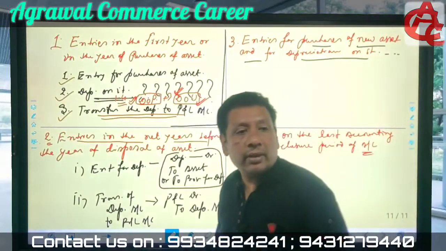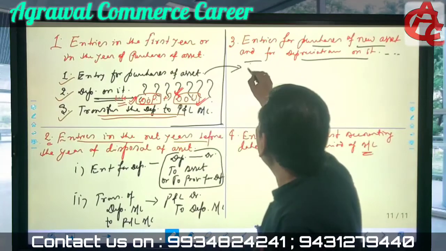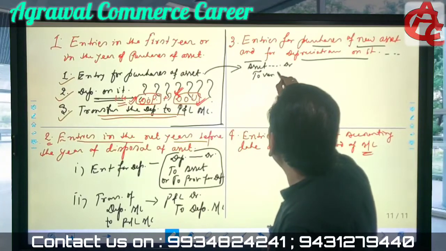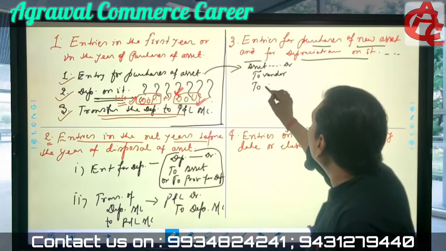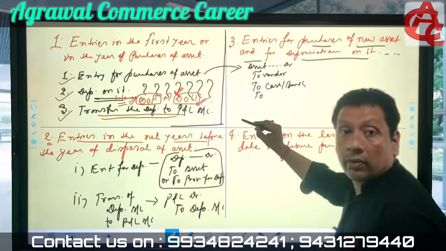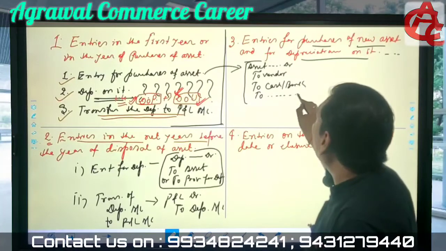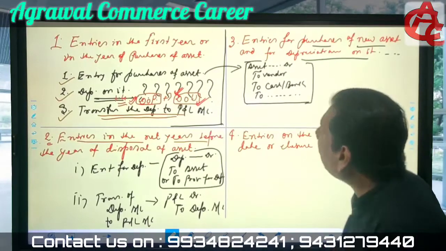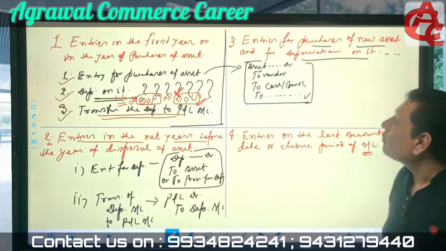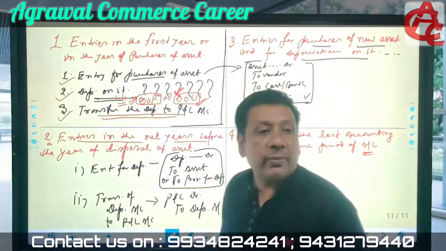Now, entries for purchase of new assets and for depreciation on it. If any additions are made, similar to the case we have done here, asset account debit to vendor, to cash or bank, or to other accounts, and which account will be credited we have discussed just before. Now you know about it. So if any additions are made, the entry will be passed similar to purchase of assets as we have done in the initial stages.